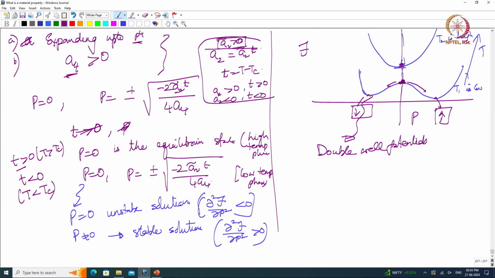So, if my system is here, my system cannot have 0 polarization. If it has 0 polarization, a little bit of perturbation will just take it either here or here, right. So, this is an unstable solution. Whereas, in the high temperature phase, p equal to 0 is the stable solution, I do not have any double wells or anything, this is just a single well potential, no double wells.